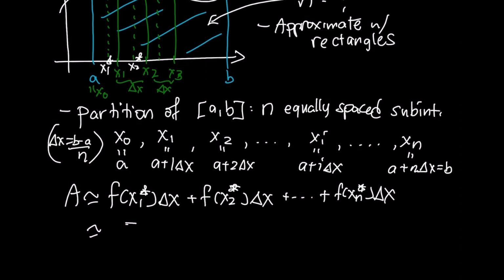Now this can be written in sigma notation or summation notation, and here we've got some xi star times delta x. Now this type of expression here is called a Riemann sum.